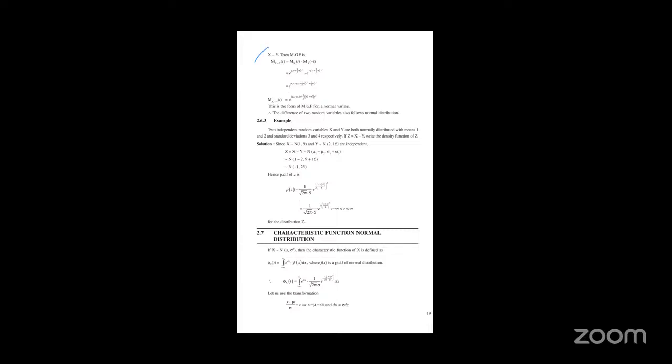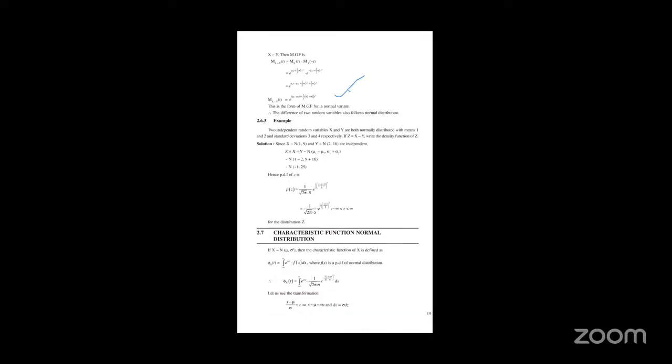So for X minus Y, we get this value. M_{X-Y}(t) equals e to the power of mu1 minus mu2, times t, plus half of sigma1 squared plus sigma2 squared, times t squared. This is what we get from the difference X minus Y. From this we can conclude that this is the form of the moment generating function for a normal variate, so the difference between the two random variables also follows the normal distribution.